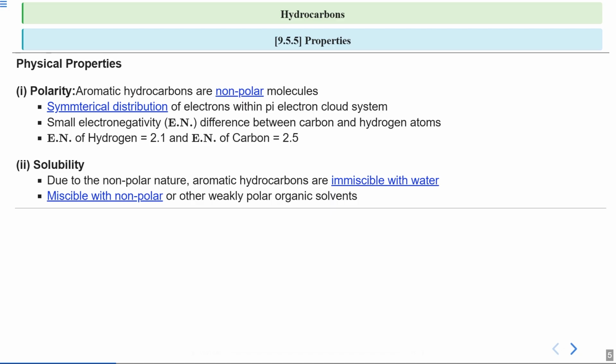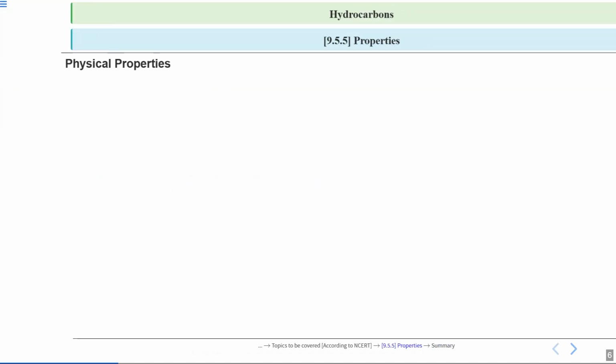This property is important in laboratory and industrial purposes where separation of substances is needed. To sum up, aromatic hydrocarbons are non-polar due to their symmetrical electron distribution and small electronegativity difference between carbon and hydrogen. As a result, they are insoluble in water but dissolve well in non-polar solvents.